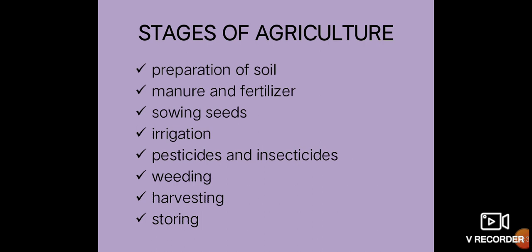Once again I repeat the stages. Listen carefully. First one, preparation of soil. Then manure and fertilizer. Sowing seeds, irrigation, pesticides and insecticides, weeding, harvesting, and then storing the grains.